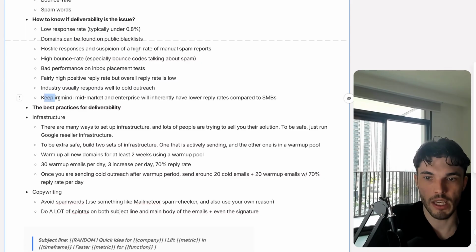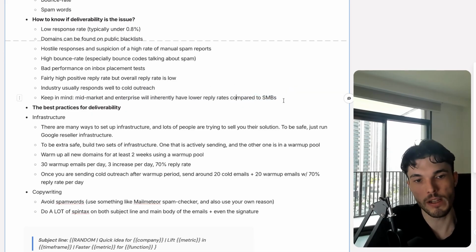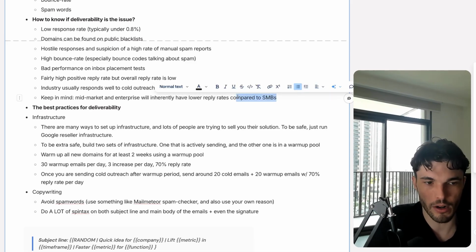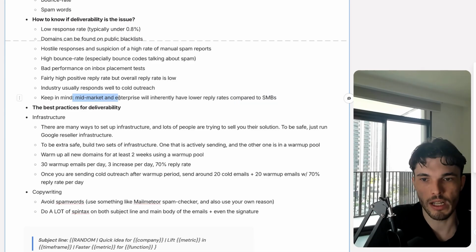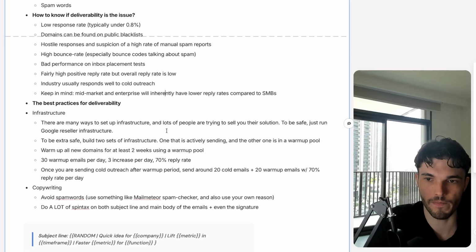And also, you have to keep in mind here that mid-market and enterprise will inherently have a lower reply rate compared to SMBs. So it also depends on your ICP as well. You can't expect every industry to have the same kind of reply rates. Like if you're looking at founders of SMBs, they're going to be always on their email and they're going to respond a lot of the time. If you're reaching mid-market and enterprise, some people are just not going to respond as frequently as SMBs are.